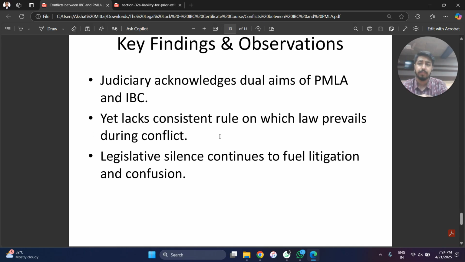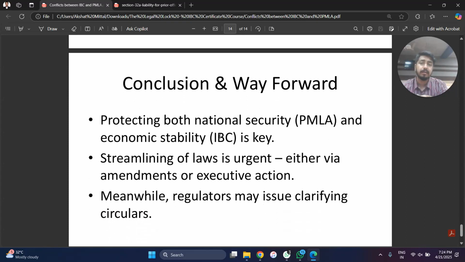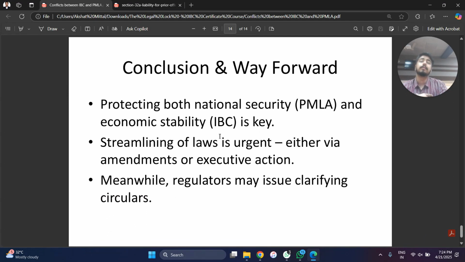Now this we have already discussed. So when we come to the conclusion of our discussion, after discussing the purpose of IBC, the purpose of PMLA, and the issues which are being raised before the tribunals and before the Supreme Court, between the tussle between the IBC and PMLA.